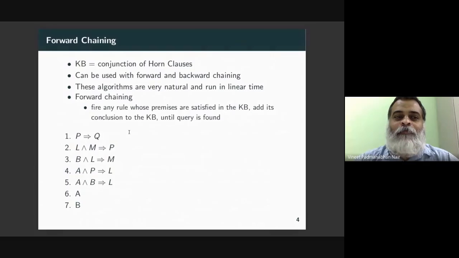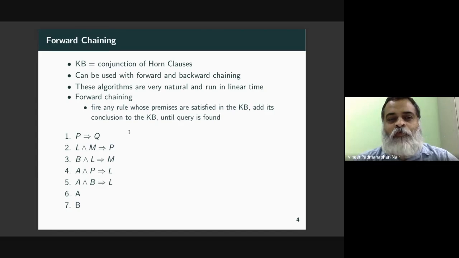Now I've given an example here for those who do not know what is forward chaining. KB stands for knowledge base. Now instead of writing all rules and facts in the knowledge base which we have seen in the previous classes, in today's class what we will be doing is putting it as a conjunction of horn clauses. So that becomes easy to do the proofs. So KB is equal to conjunction of horn clauses. It can be used with forward and backward chaining. And these algorithms are very natural and run in linear time.